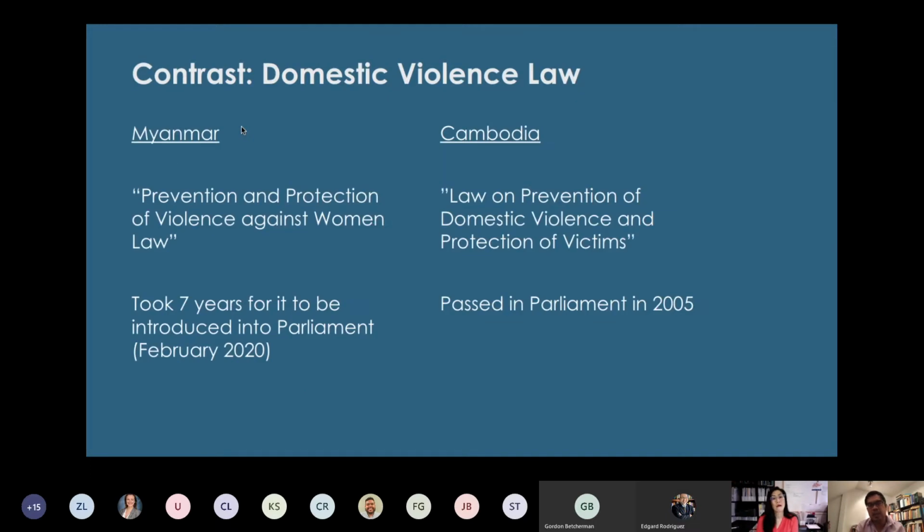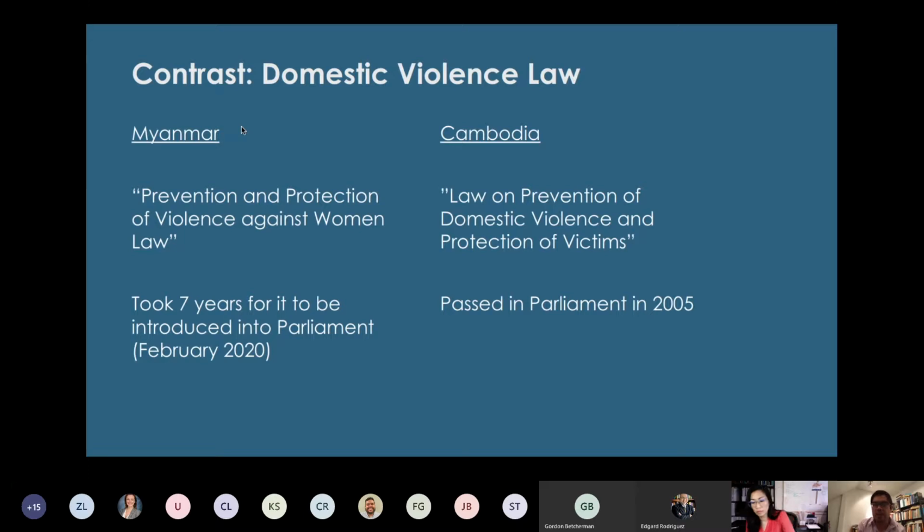Now, if we look at a second issue area, domestic violence law, we see also an interesting contrast. In Myanmar, it's taken more than 7 years for a bill known as the Prevention and Protection of Violence Against Women law to be introduced, not yet passed, but introduced into Parliament, and this occurred in February 2020. And I should note that our partner here in our larger project, Gender Equality Network, has been very much involved in this domestic violence bill in terms of providing significant consultation and working papers on this bill.